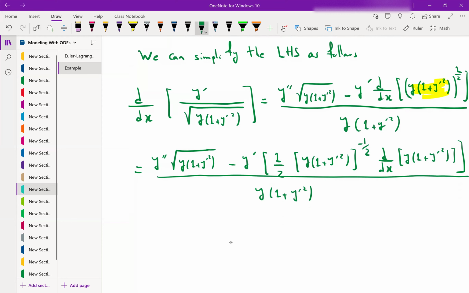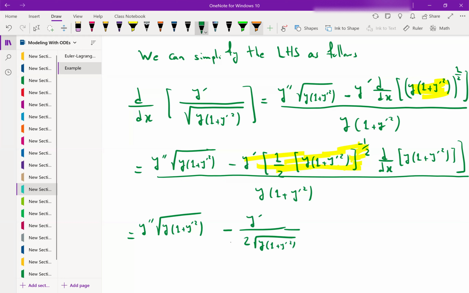Okay, so far so good. This is equal to y double prime times a square root of 1 plus y prime squared. No question about that. And then this part, I can put everything together as a quantity to the power of negative 1/2, which is like 1 over the root of that quantity. So I can rewrite this as minus y prime over 2 a square root of y times 1 plus y prime squared. That was the highlighted part. And now I'm gonna take this derivative. That's the next job for me.